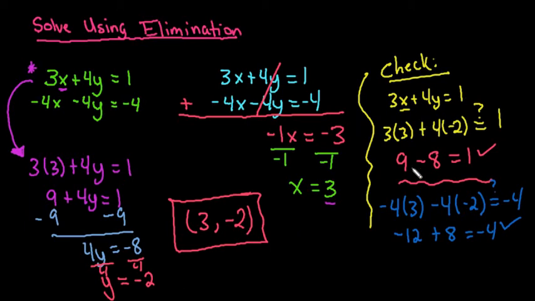The checking part really can be done in your calculator. It can be done in your head, like some people are able to just go, okay, 3 times 3 is 9, plus 4 times negative 2 is negative 8, and 9 minus 8 is 1. You don't have to write it out, but it's always a good idea with equations to check, because then you're guaranteed to have the correct solution.